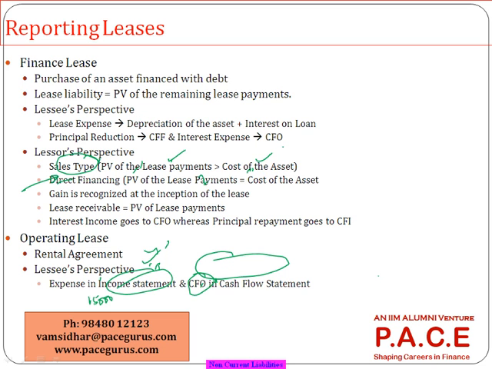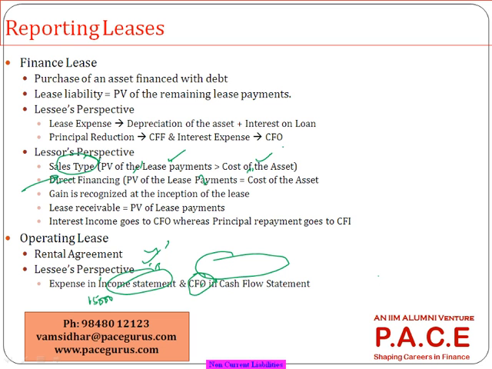Then we call it a direct financing kind of lease. In a direct financing lease, there is no possibility of a gain. Whereas in the case of a sales type lease, there is always a possibility of gain, because the present value of your charges from the customer, from the lessee, is more than the cost which you have incurred to purchase that asset. Those are called sales type leases.